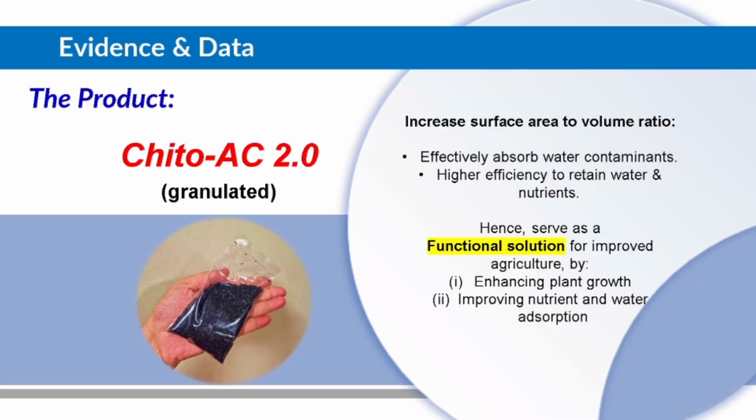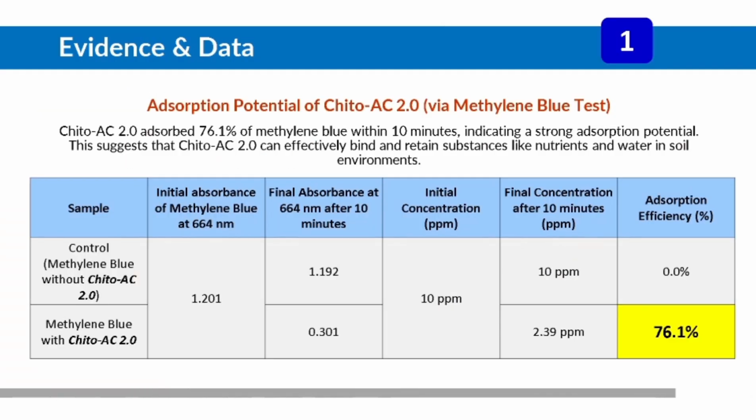Chito-AC 2.0 was produced in granulated form to increase the surface area to volume ratio to allow it to effectively absorb water contaminants and also to increase its efficiency to retain water and nutrients. And as you can see here, this table shows the initial absorbance and the absorbance after 10 minutes. As we can see, the absorbance dropped to 0.301, or in other words, the concentration of methylene blue after 10 minutes dropped from 10 ppm to 2.39 ppm.